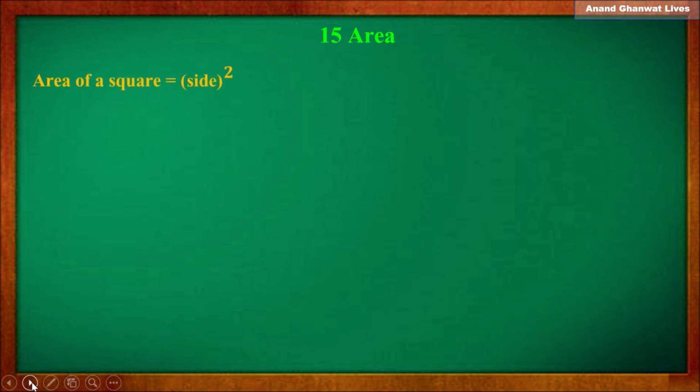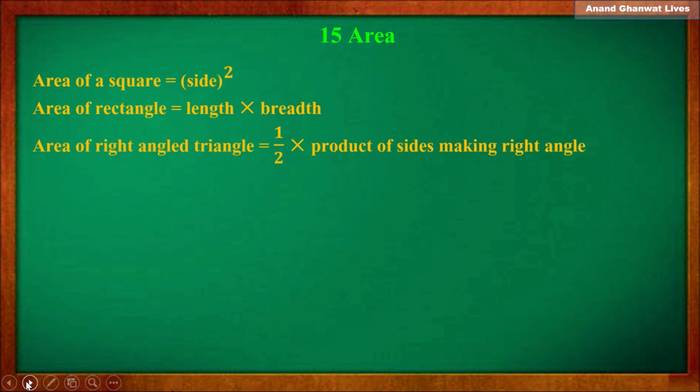You know that area of a square is square of side. Area of a rectangle is length into breadth. Then area of a right angled triangle is equal to 1/2 into product of sides making right angle. Area of a triangle is equal to 1/2 into base into height.